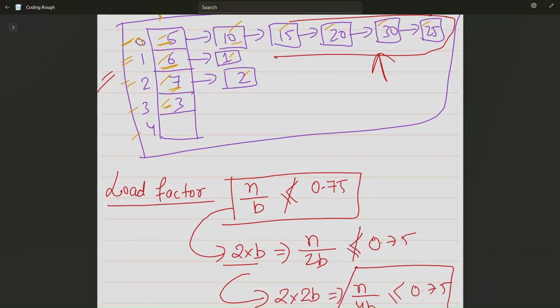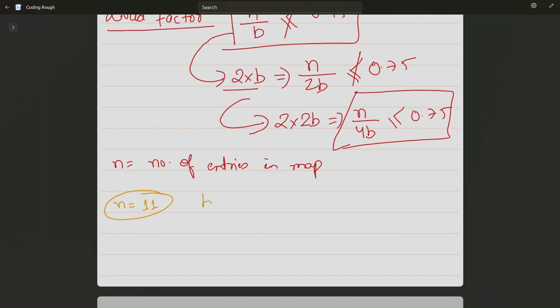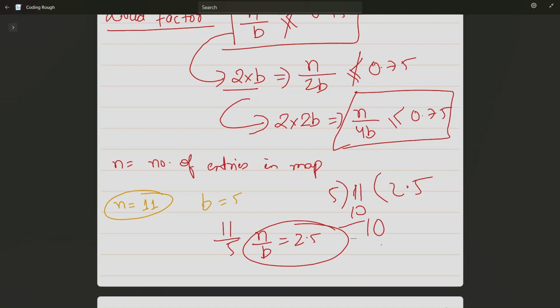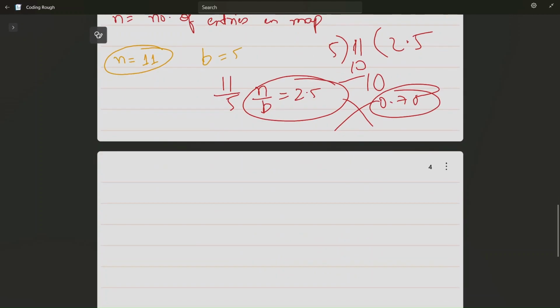Okay, so we'll do a math over here. 11 by 5 is 2.2, so that is our n by b is equal to 2.2. Is it near to 0.75? No, it is not near to 0.75. What we have to do? We have to double the size of bucket.